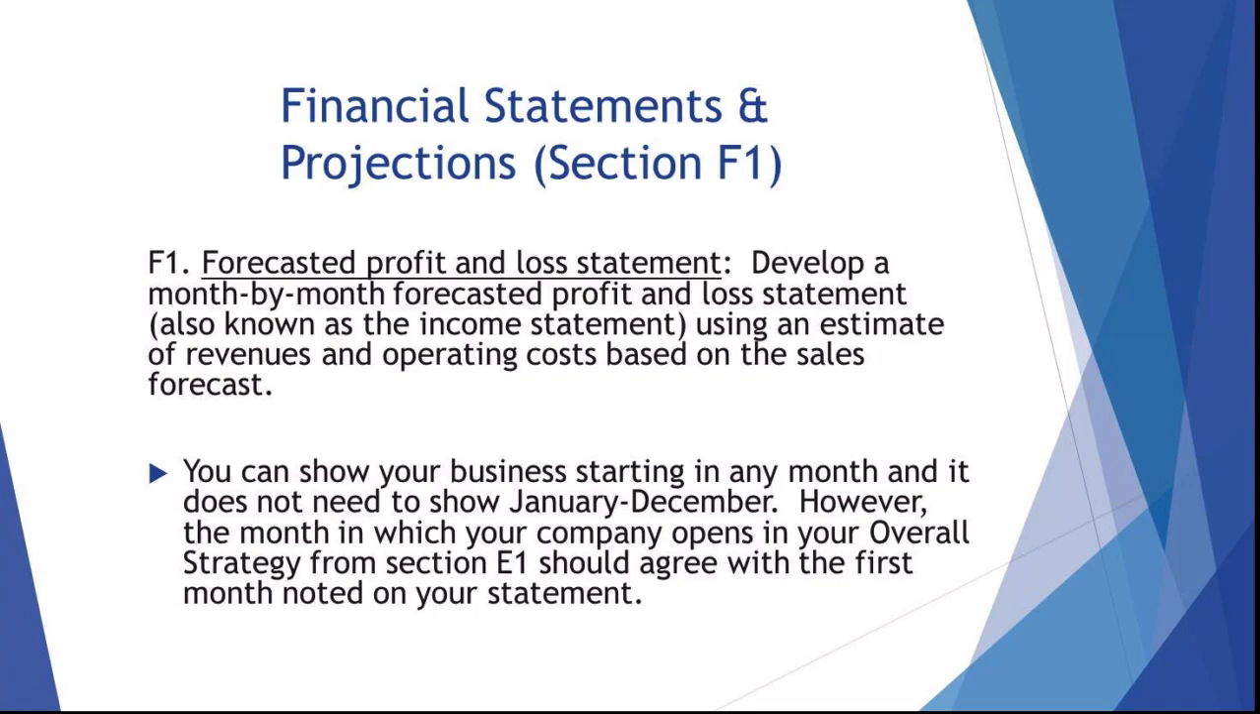But you do want to make sure that when you start your business is consistent throughout the plan. So if you've decided to open your company in March in your sales forecast, and that's your first month of sales, you want to make sure that your profit and loss statement also begins in March and then goes through the first 12 months. So if you're starting in March, you would end your first year in February. If you start your company in June, you would end your first year in May. So you want to make sure you have that consistency between the prior sections of your plan and the preparation of your profit and loss statement.